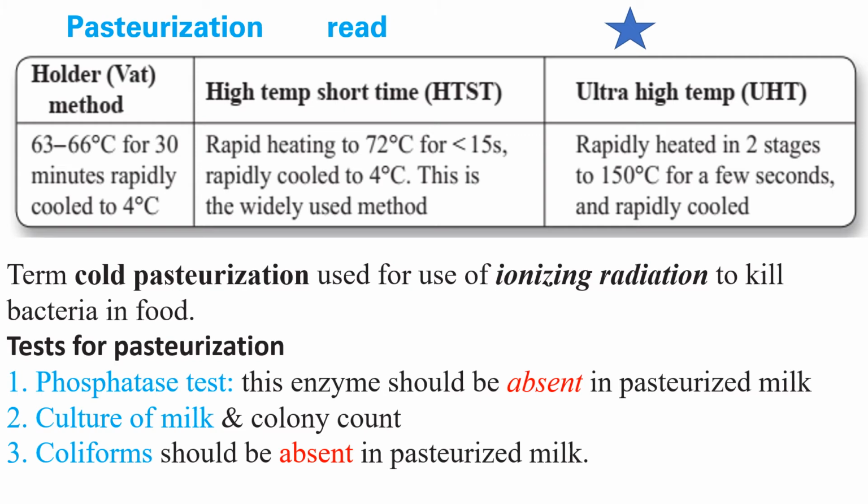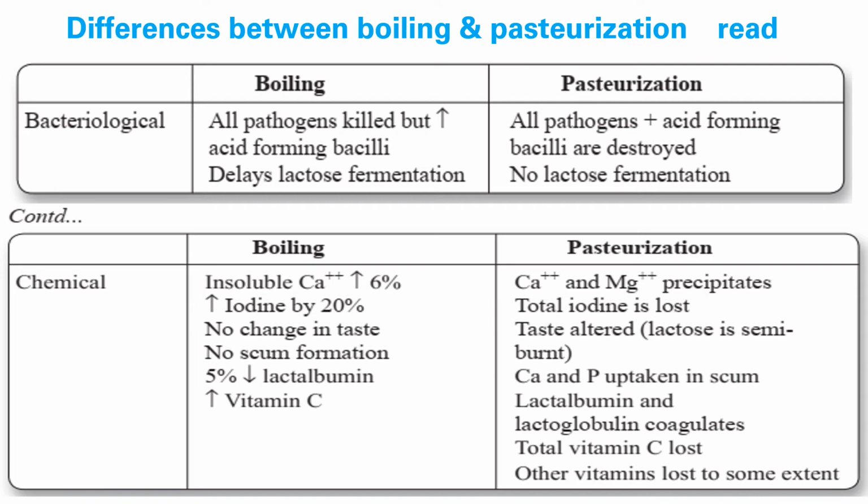These are the methods of pasteurization: holder vat method, high temperature short time, HTST, ultra high temperature. The term pasteurization is also used for the use of ionizing radiation to kill bacteria in food. Tests for pasteurized milk: phosphatase test, culture of milk, coliforms. Send the samples to the lab to do it. Differences between boiling and pasteurization. This is for you to read and to understand the limitations of each method.